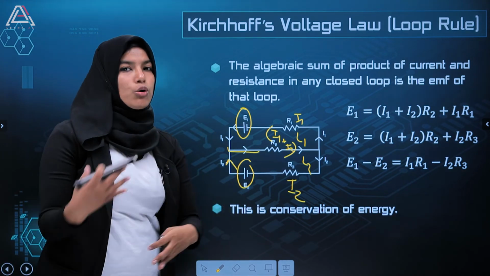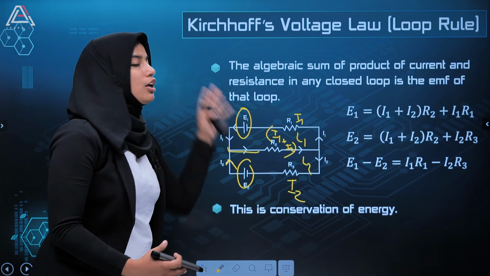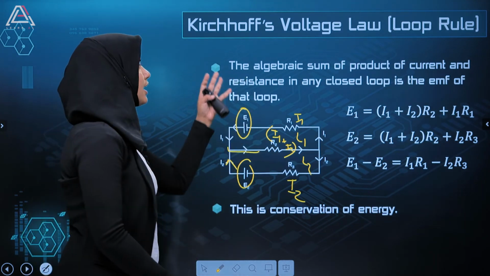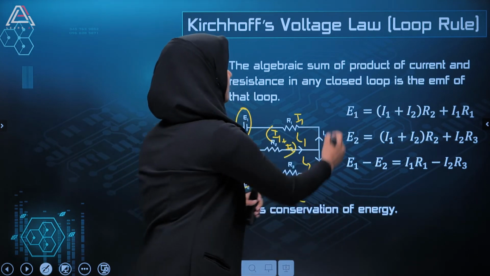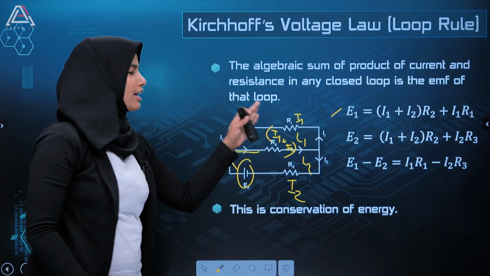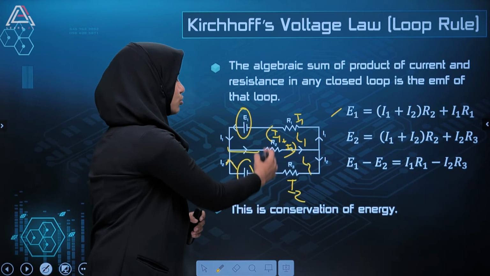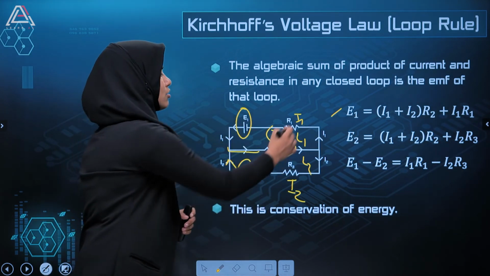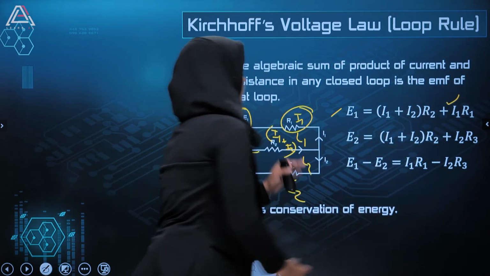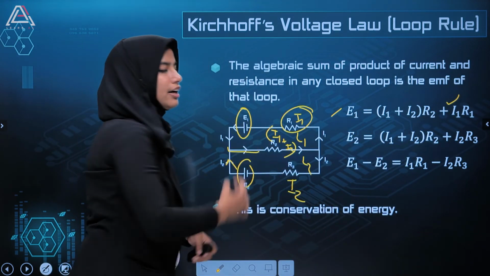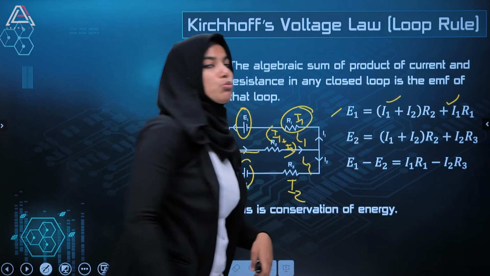So let's equate this particular loop with respect to current using Kirchhoff's voltage law. So we can write E1. E1 is the sum of the voltage drops across the resistances. Here there are 2 resistances, R1 and R2. Across R1 there is only I1. So I1 into R1 plus (I1 plus I2) into R2. So that is the equation of E1.